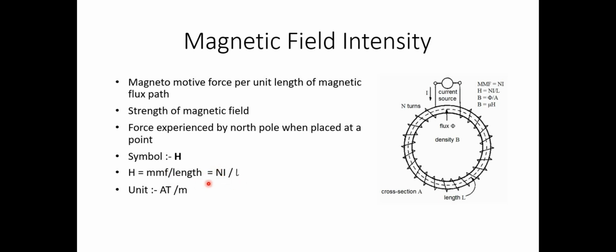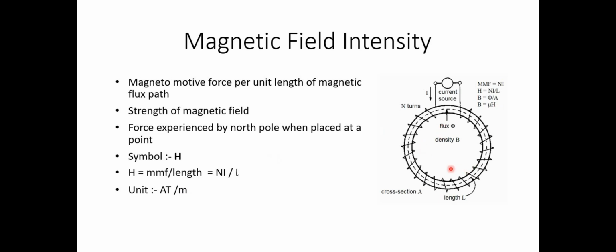So MMF by length. From this we can get the equation of MMF, that is MMF equal to H into length, that is H into L. That is what we have seen in the MMF slide. And the unit of H can be derived from its formula. For MMF we know the unit, that is ampere turns, which we got from Ni, divided by length, which is measured in terms of meter. So the unit of magnetic field intensity is ampere turns per meter.